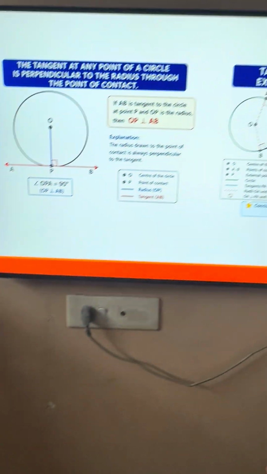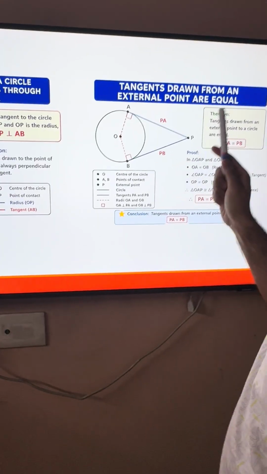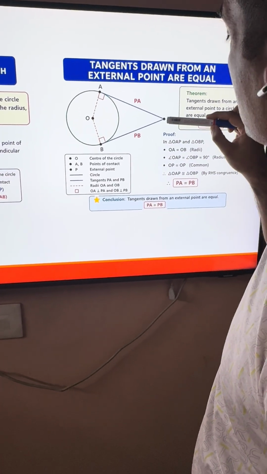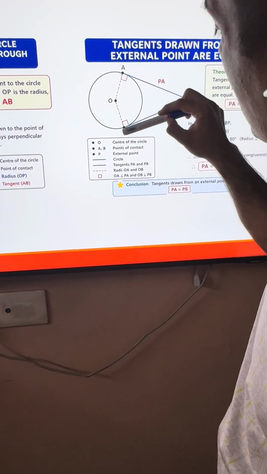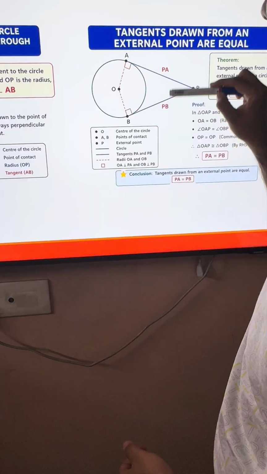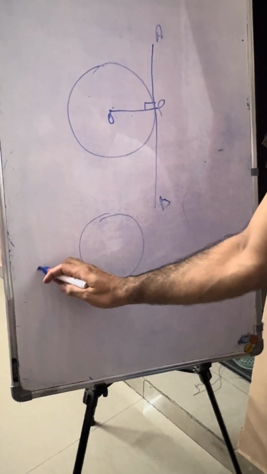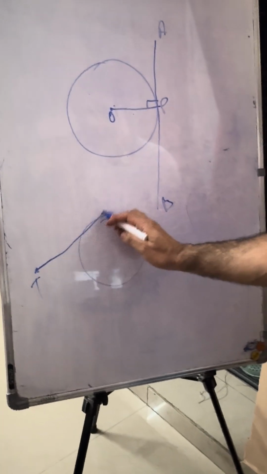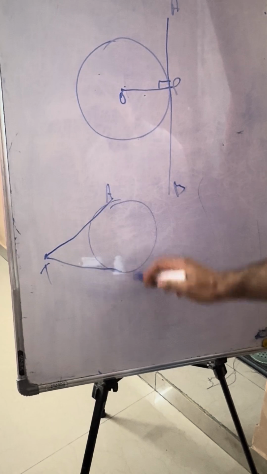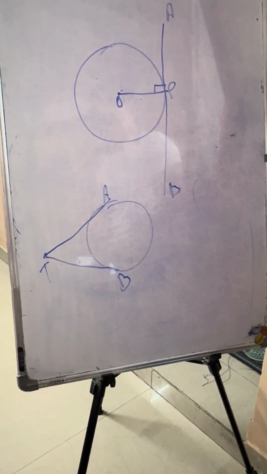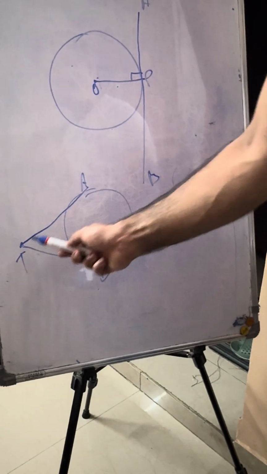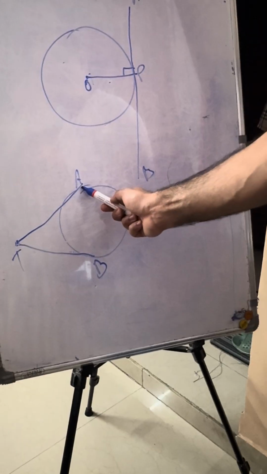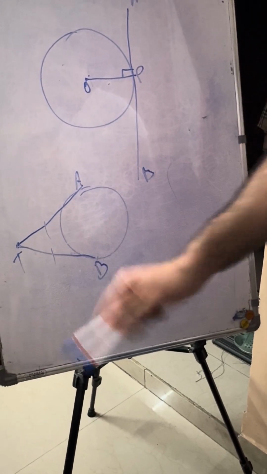So the second theorem is: tangents drawn from an external point, let's say P, are equal. That means if P is the point, if I draw a tangent PA to the circle, and from the same point I draw another tangent PB, they will always be equal. So even if I draw tangents from this point T, TA will be equal to TB. So it stays valid for any single point outside the circle, and if tangents are drawn from the same point to any 2 points on the circle, they will always be equal.